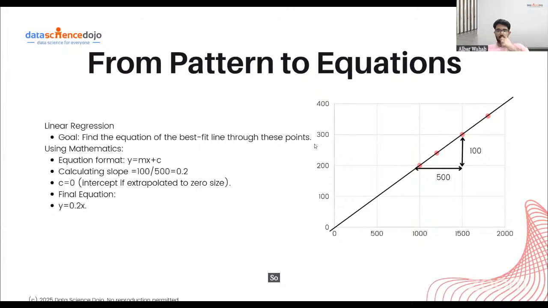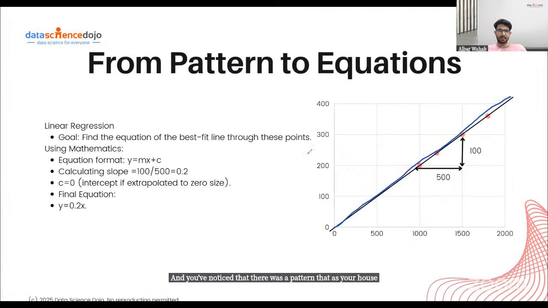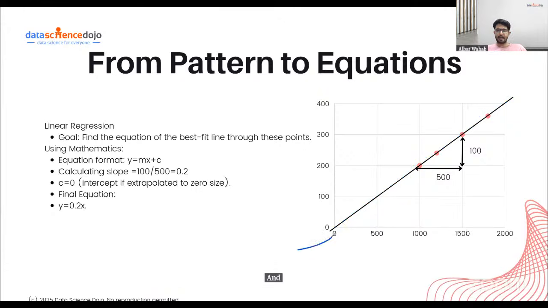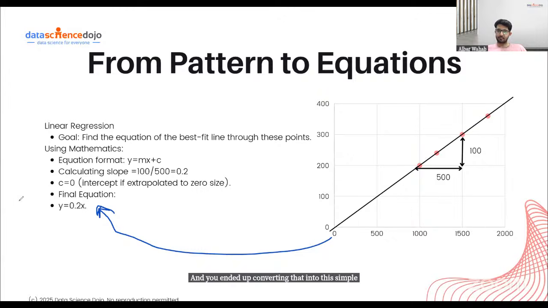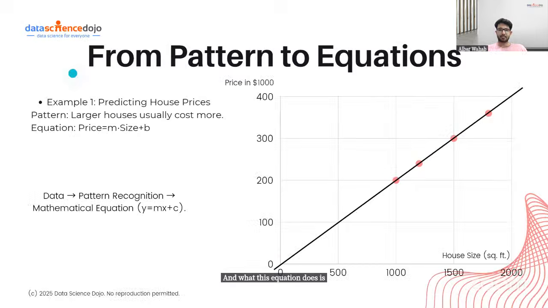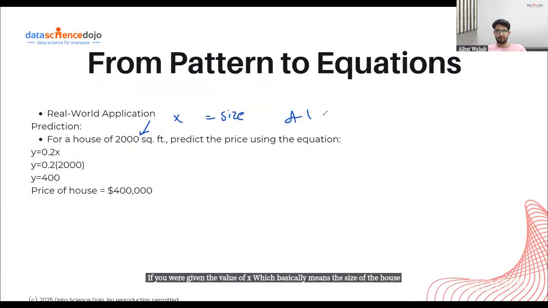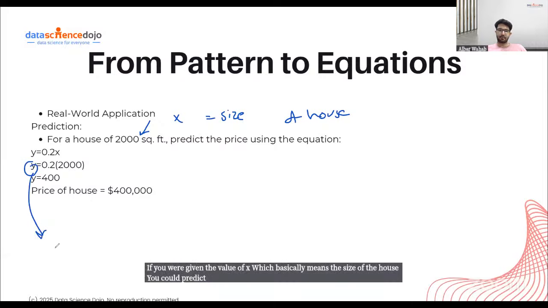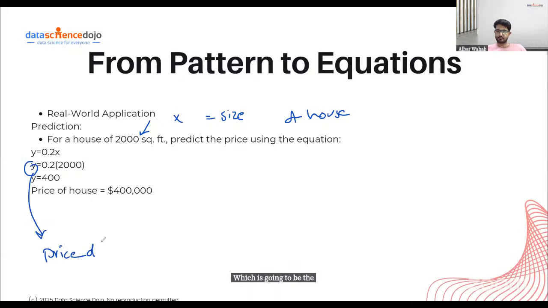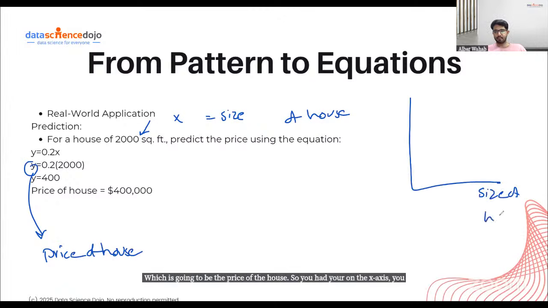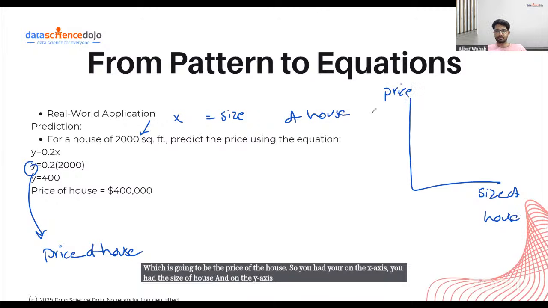So as a recap, you started off with all these different house prices along with their sizes. And you noticed that there was a pattern: as your house size increases, your price increases. And you ended up converting that into this simple equation. And what this equation does is that it lets you make predictions. If you were given the value of x, which means the size of the house, you could predict the value of y, which is going to be the price of the house. So you had on the x-axis the size of house, and on the y-axis the price of house.